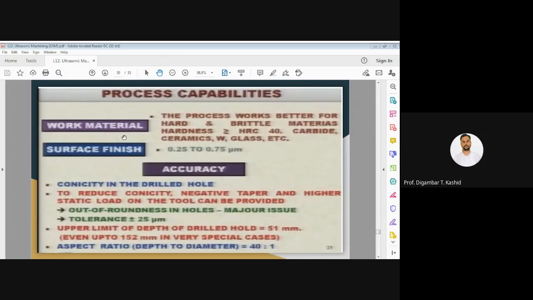Then accuracy. The process capability we can measure with the help of surface finish, the work material, and the third one, the accuracy. Normally the holes that are obtained from this ultrasonic machining process have a conic shape. That is, the shape of the drilled hole or the cavity is not straight sided. Rather, they are tapered.